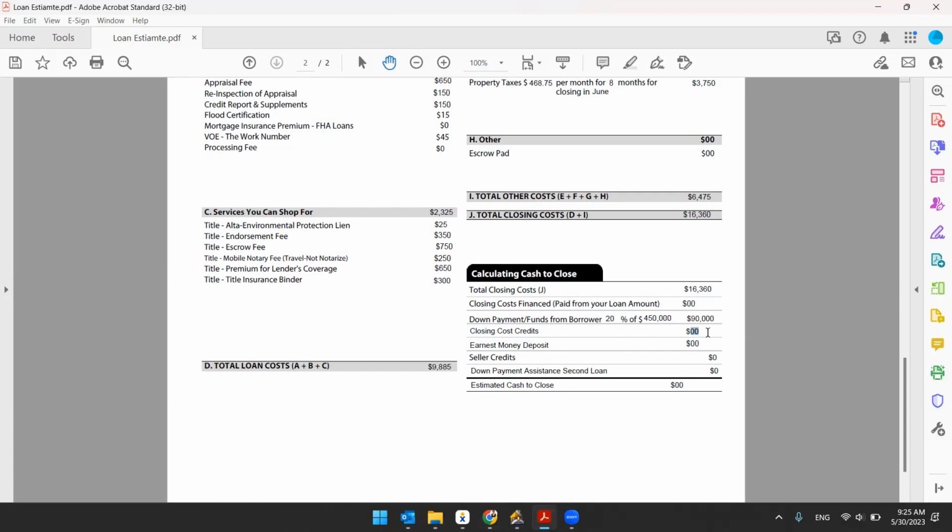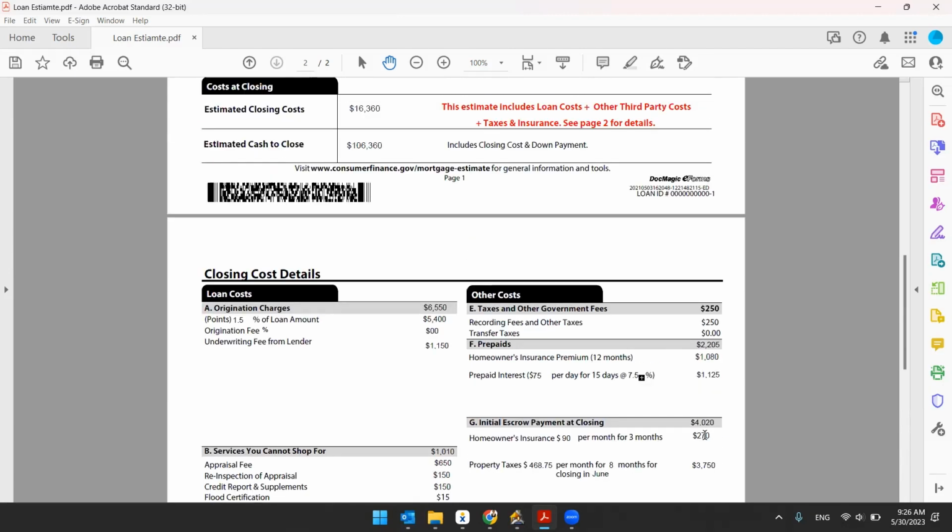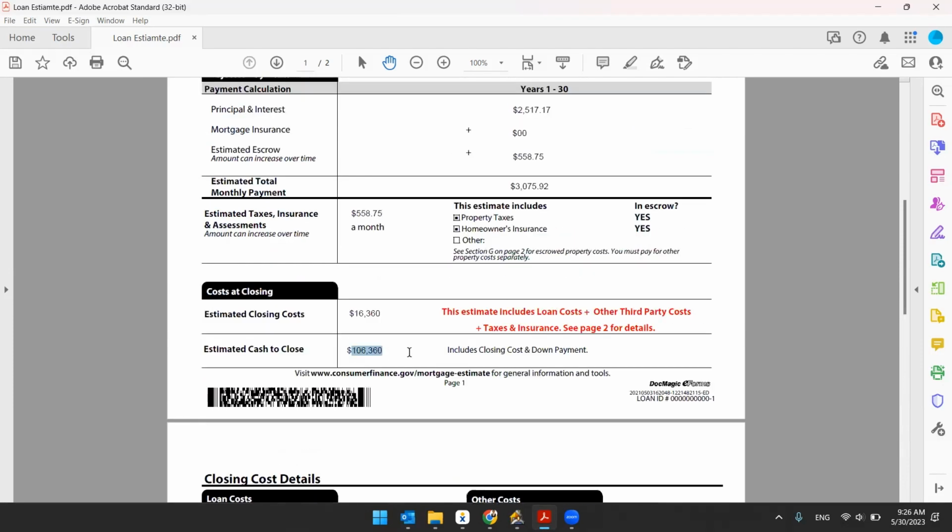Closing cost credits or any seller credits have to be placed in this section here. Sometimes the realtors negotiate some credit for the buyers, which is great. We add that portion here to go ahead and adjust the fees. Then we can add the down payment plus the closing costs. The borrower is going to have to bring in $106,360 in order to close this transaction. And we reflect that piece up here.